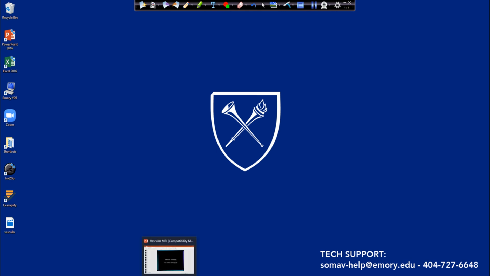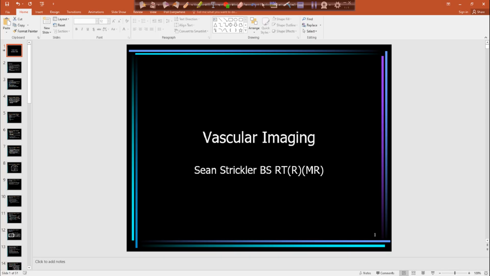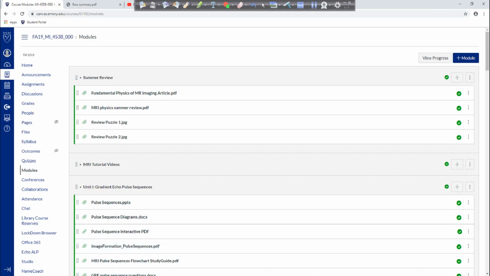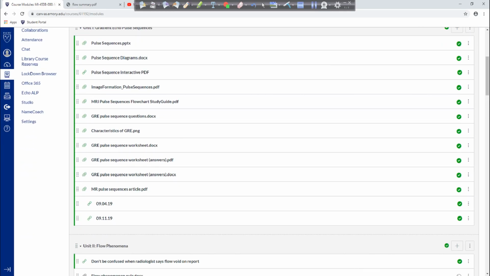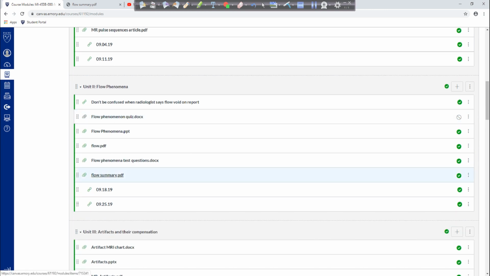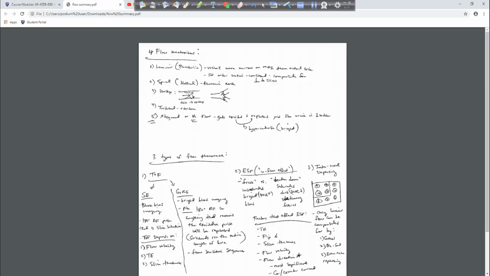Alright, today we're going to be covering vascular, and I want to start with reviewing some of our flow principles. So go to flow phenomena in Unit 2 under Canvas and modules, and then click on flow summary. Just bring up that PDF. So remember this document that we went over just to review flow. Quickly review this because a lot of these concepts are going to translate over to vascular.